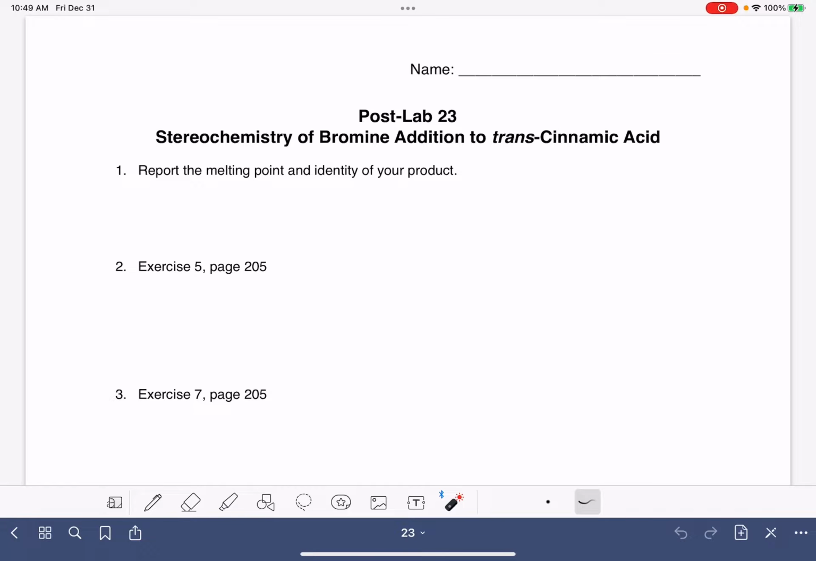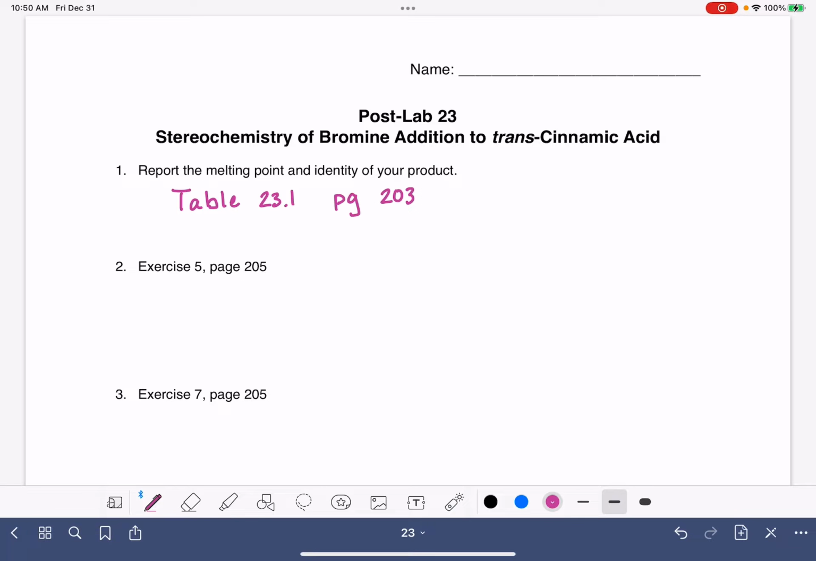I'm going to give you some tips for Post-Lab 23, stereochemistry of bromine addition to trans-cinnamic acid. First, you're going to report the melting point of your product and the identity of your product. Your possible products are the erythro or threo isomers. They have really different melting points. They're listed in table 23.1 in your textbook on page 203.